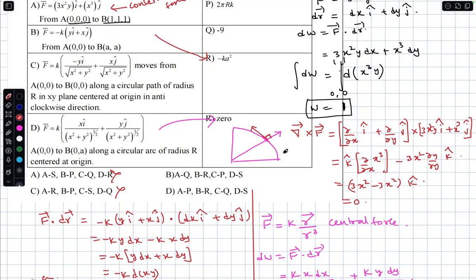So now how do I know? If you choose here, put x is equal to a, y is equal to 0.